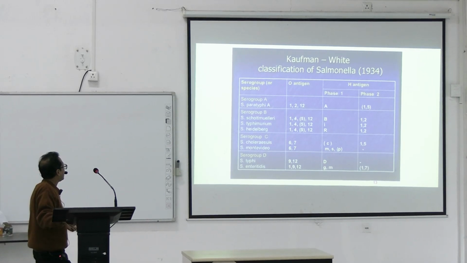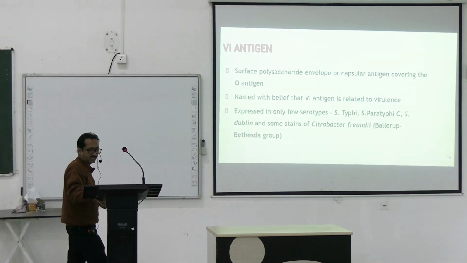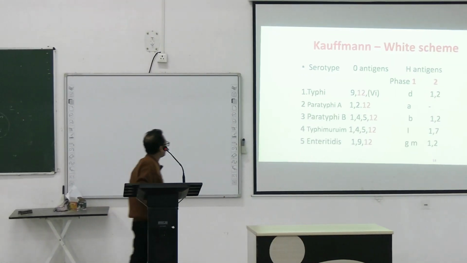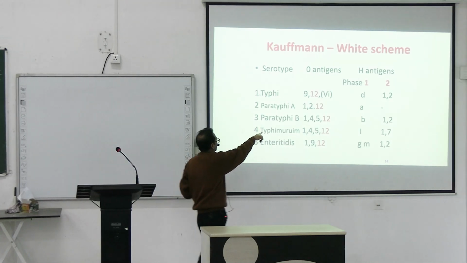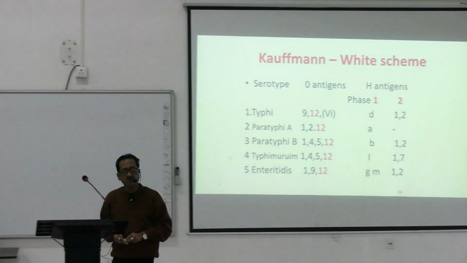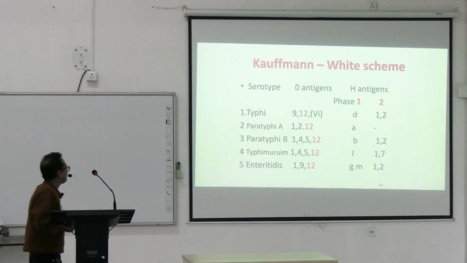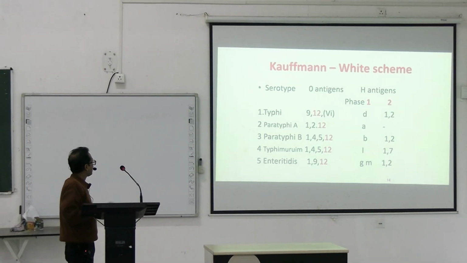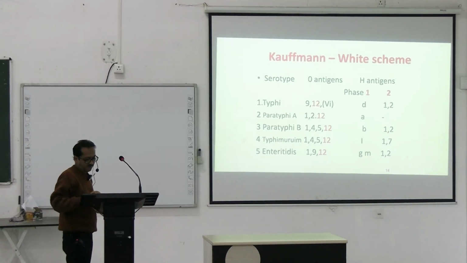Kaufman-White again, I have given this repeat slide because you should remember this factor 12. Factor 12 is common to paratyphi A, paratyphi B and also typhimurium and Salmonella typhi.